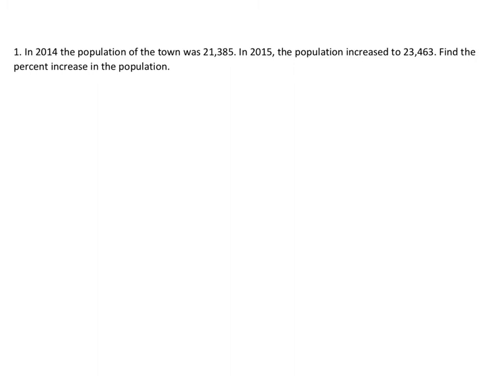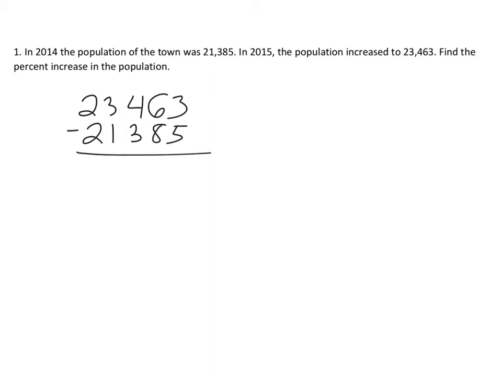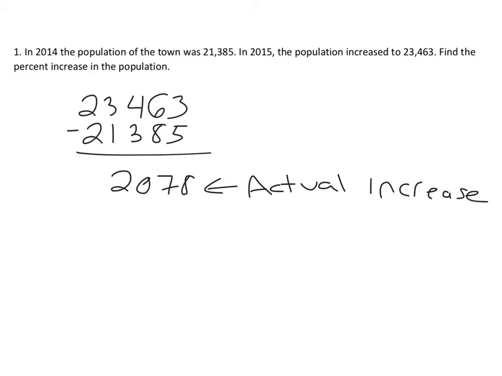The actual increase you can find by 23,463 minus 21,385. When I subtract, and I can put this in my calculator, I'm getting 2,078. So this is the actual increase. Not the percent increase, but the actual amount of increase. But we're not interested in the actual amount of increase. What we're interested in is the percent increase.